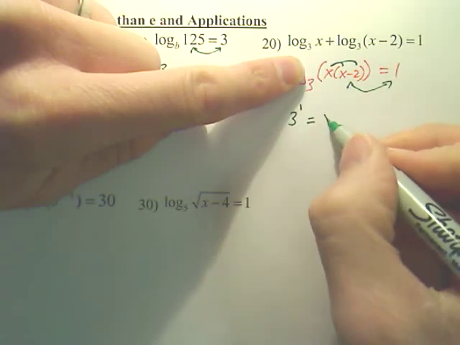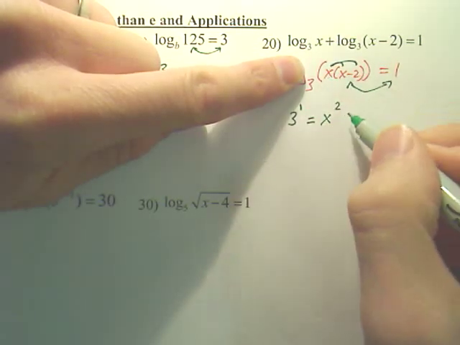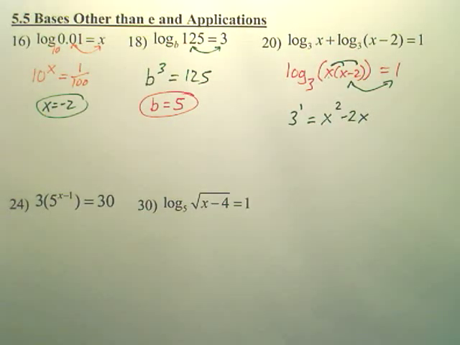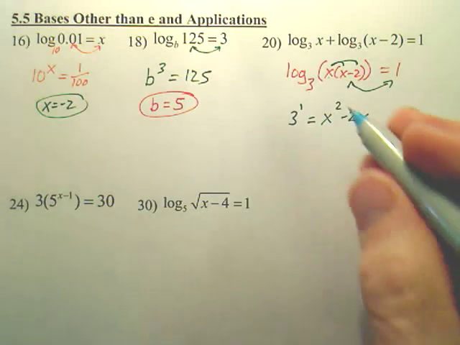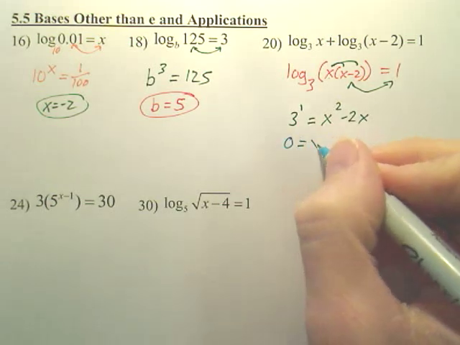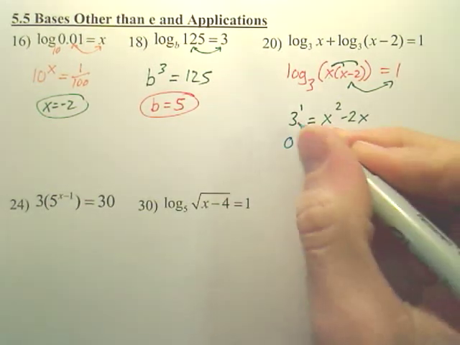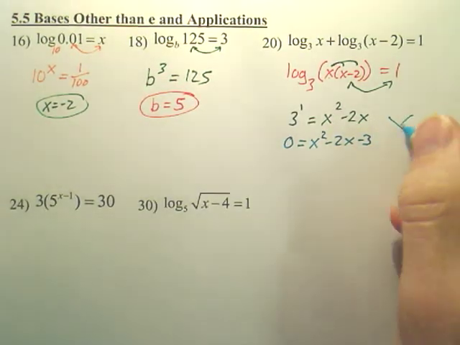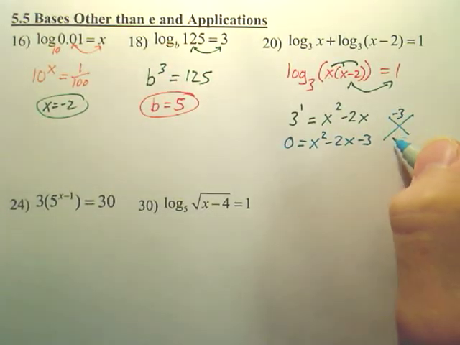That leaves me 3 to the first power equals, and I'm going to FOIL this real quick, or sorry, distribute. X times x is x squared. X times -2 is -2x. And from there, I go, okay, I can solve that. That's a quadratic. 3 to the first, that's easy. So I have 0 equals x squared minus 2x minus 3. I'm going to move it over. I'm going to factor this, or at least try.